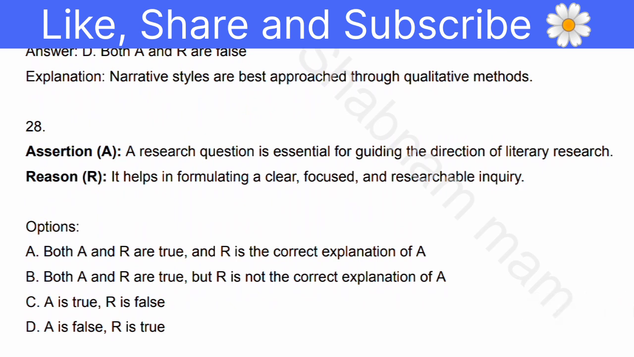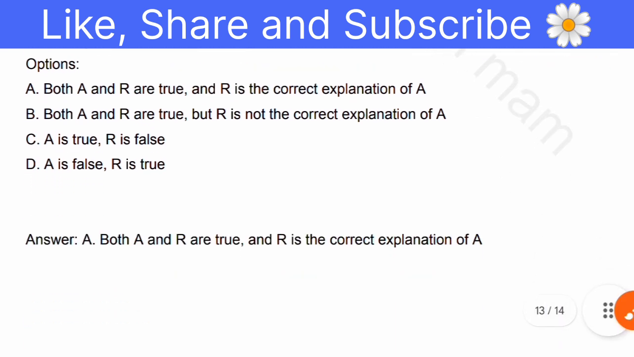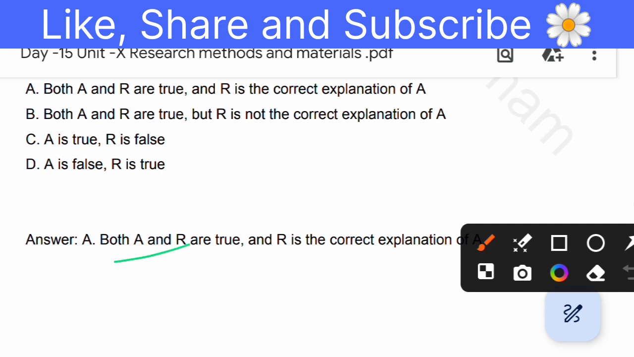From this unit, I would like to tell you that you will now face mostly assertion and reason type of questions. That is why I have included them. Okay. So the assertion is that a research question is essential for guiding the direction of literary research, while the reason is that it helps in formulating a clear, focused and researchable inquiry. See the options. The correct answer of this question is going to be option A, that is both A and R are true and R is the correct explanation of A. Next question.